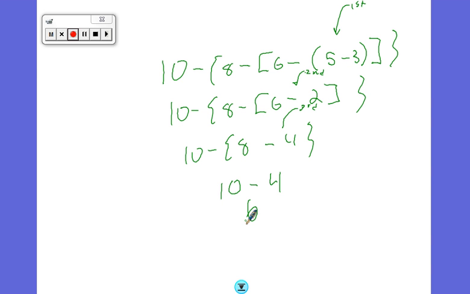Does that make sense? Not too bad, is it? This isn't too bad, as long as you can remember where you need to start and where you need to work.